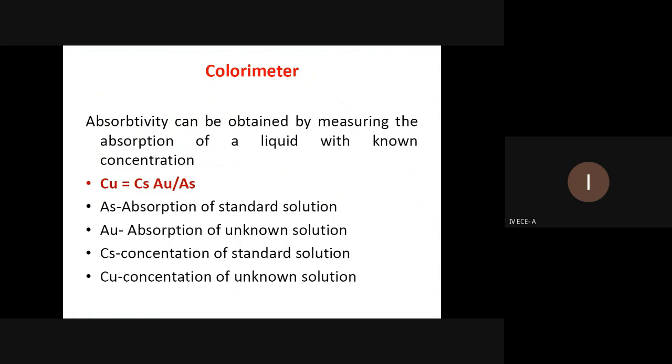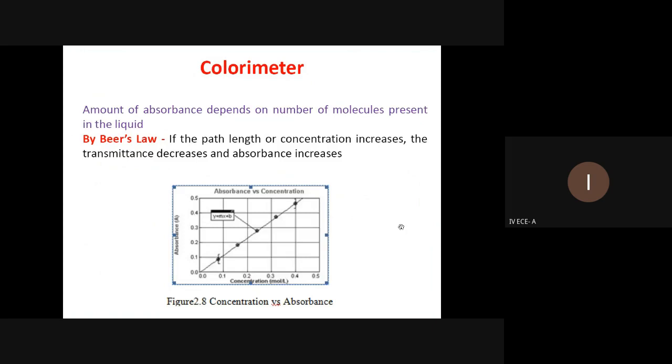So what are As, Au, Cs, Cu? As is the absorption of the standard solution. Au is the absorption of the unknown solution. Cs is the concentration of the standard solution. Cu is the concentration of the unknown solution. So in this graph, we have concentration versus absorbance. The amount of absorbance depends on the number of molecules present in the liquid.